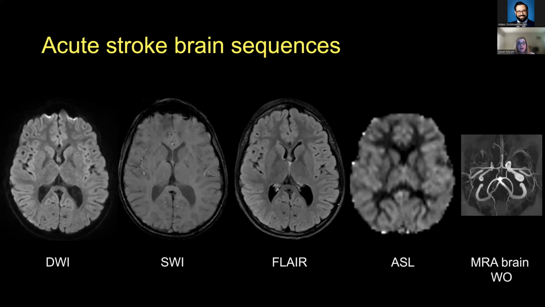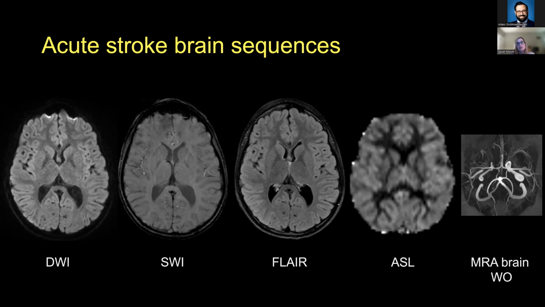FLAIR helps identify edema and any parenchymal signal abnormalities that may be seen with stroke or stroke mimics. The ASL imaging, or non-contrast perfusion imaging, helps evaluate cerebral blood flow and is helpful to identify tissue at risk as well as stroke mimics, as we'll look at. And finally, an MRA brain exam is routinely performed as part of our stroke protocol.